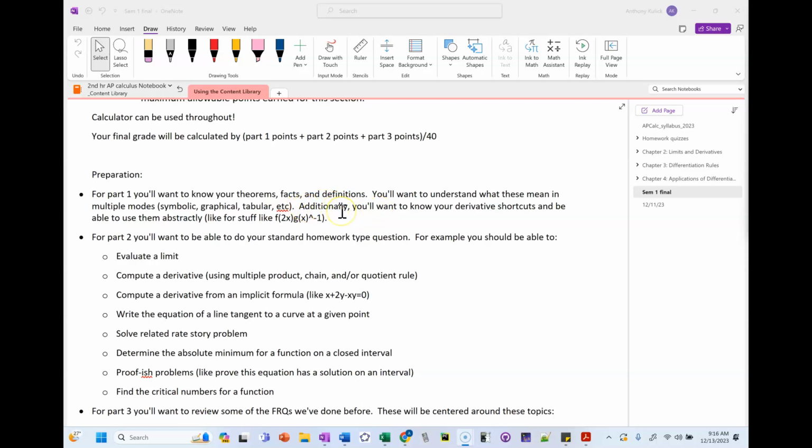Additionally, you'd want to know your derivative rules. Obviously, that goes without being said. But you'd want to know those abstractly, so you'd be able to do something like the derivative of f of 2x times g of x to the negative 1. So keep in mind that the derivative rules matter, and it's not just that the derivative of natural log is 1 over x or whatever, but the product, quotient, and chain rules.